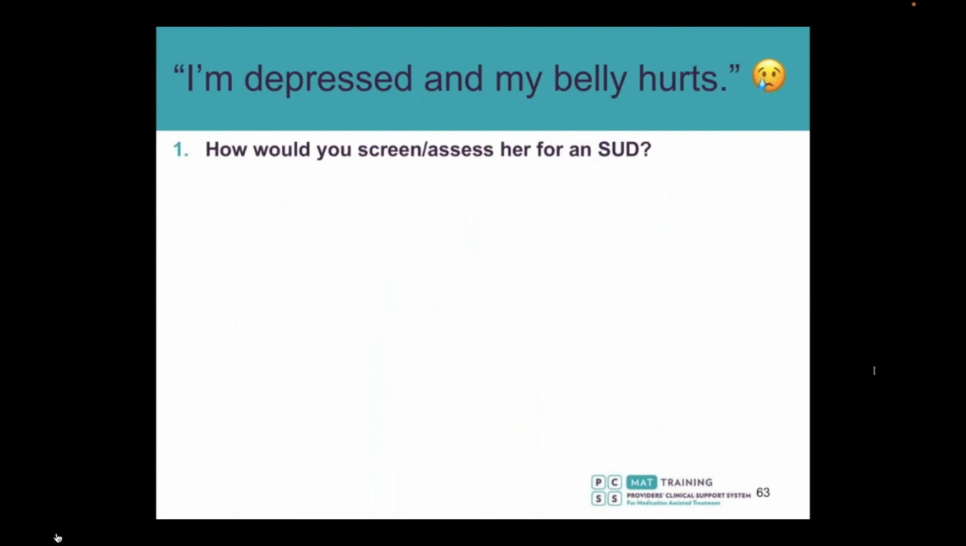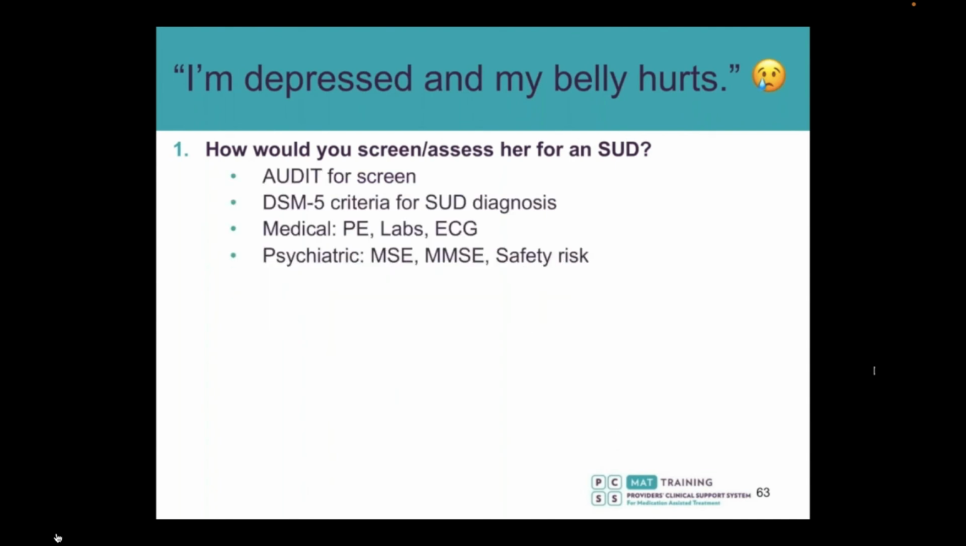So how would you screen or assess this patient for a substance use disorder? Some screening tools you may use: the AUDIT. Using the 10 item may give you some additional information that would be helpful to guide the discussion, although using the AUDIT-C would be enough to screen for alcohol or risky alcohol use. You could also think about the DSM-5 criteria for a substance use disorder diagnosis. Again, there are 11 criteria that fit into those 4 domains. Also thinking about a more comprehensive medical and psychiatric evaluation for this patient.